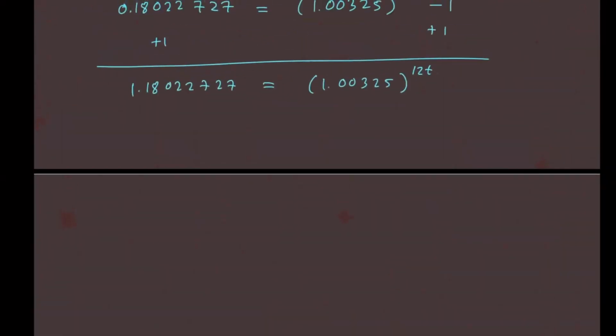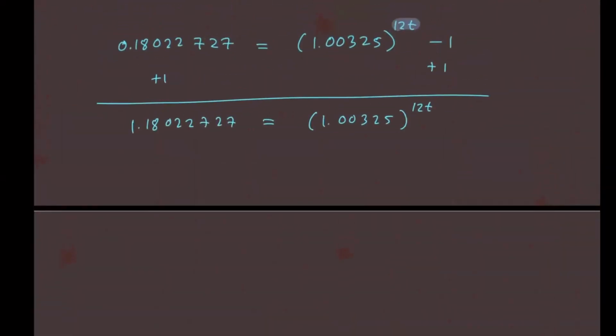All right, so the next thing we're going to do is take logarithm because the variable we're solving for is on the exponent. In order for you to bring this forward, you need to take logarithm. So we're going to go ahead and apply log on both sides. So on the left side, you have log of 1.1822727. And on the right side, again, we're taking log of 1.00325 to the power of 12t.